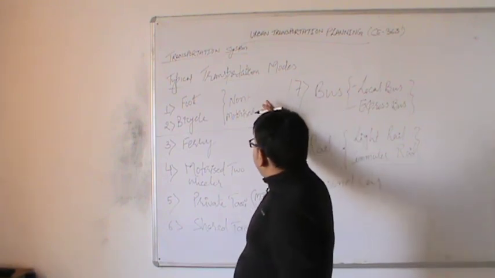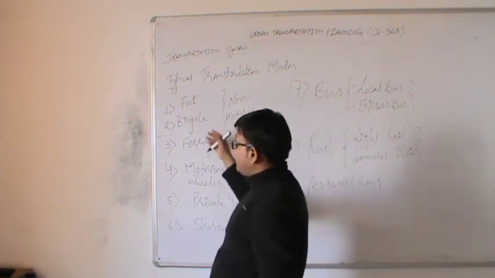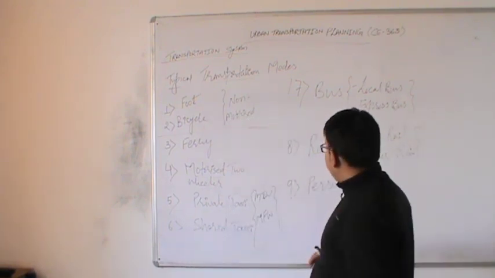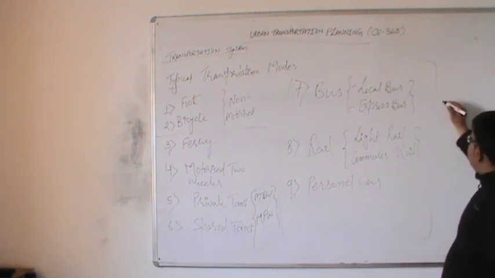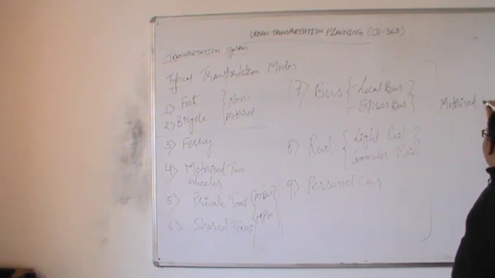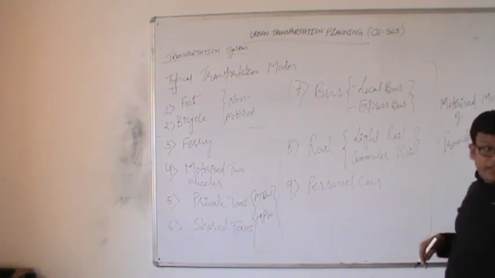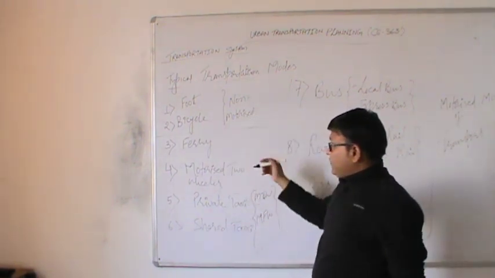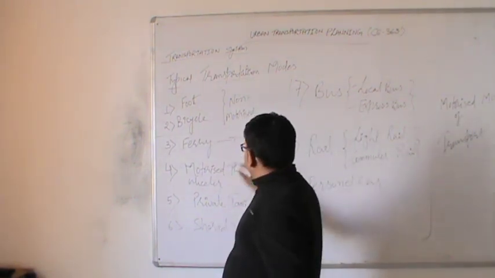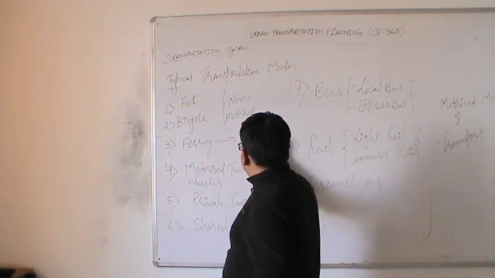After that, these are the non-motorized modes of transport, that is the foot and bicycle, the very basic or elementary modes of transport. Then these are the motorized modes of transport. As we have seen, these are the non-motorized and these are the typical. We can start with the ferry, the only one we have taken for which water is the medium.